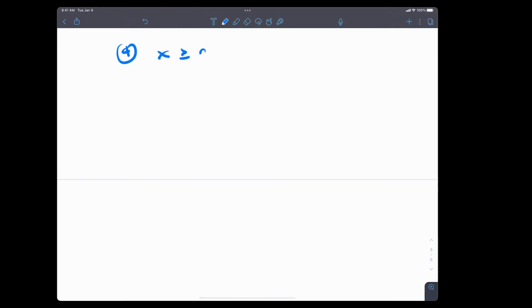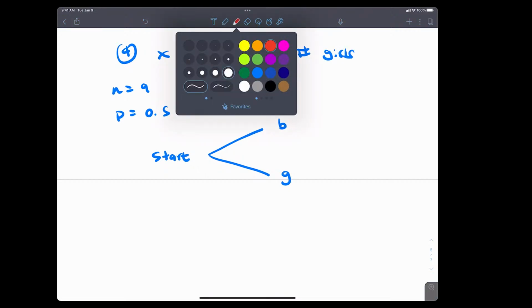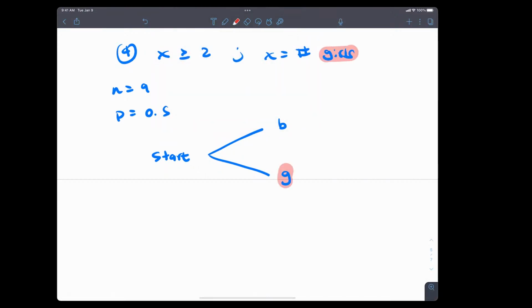X is greater than or equal to 2. N is 9. Little p, we said, is 0.5. That's a probability of having a girl. Because again, remember the single trial situation? You have a boy, you have a girl. X was the number of girls. Let X be what's in the question. A girl is a success, so this is my little p. Here's my q, which is the complement.